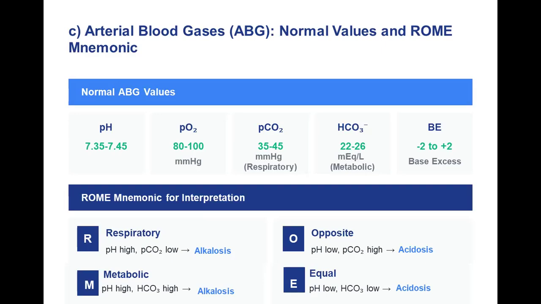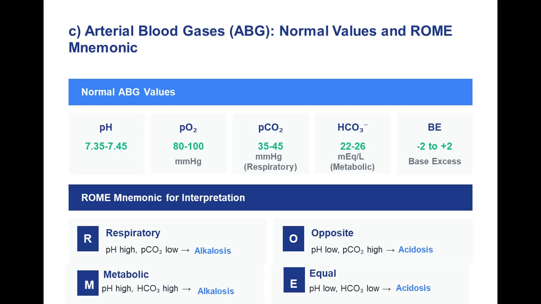A critical investigation is the arterial blood gas, or ABG. You must know the normal ABG values. pH is normally 7.35 to 7.45. The respiratory component, PCO2, is 35 to 45 millimeters of mercury. The metabolic component, HCO3, is 22 to 26 milliequivalents per liter.